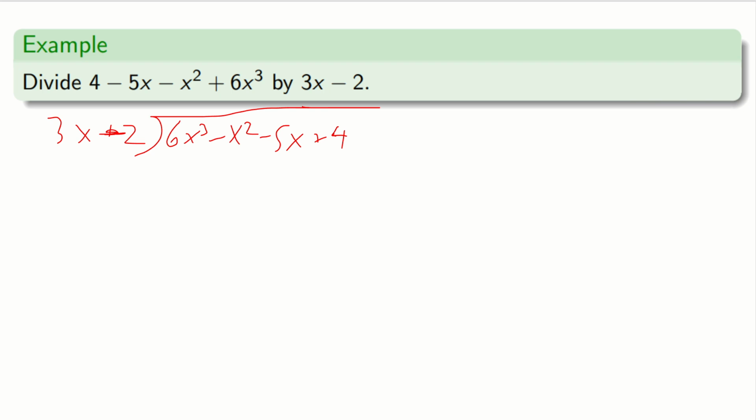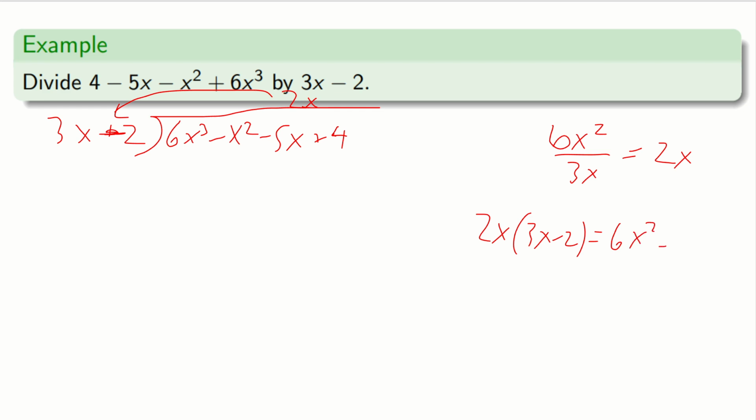All right, so what we do is we ask, okay, what is 6x squared divided by 3x? That, of course, is 2x. So we have a 2x on top of our negative 5x. And then we multiply and we distribute it. And so we say, okay, what is 2x times 3x minus 2? Well, that is 6x squared minus 4x. Sorry, this was 6x cubed. I apologize, which makes this 2x squared, which makes this 6x cubed minus 4x squared. All right, we're good now.